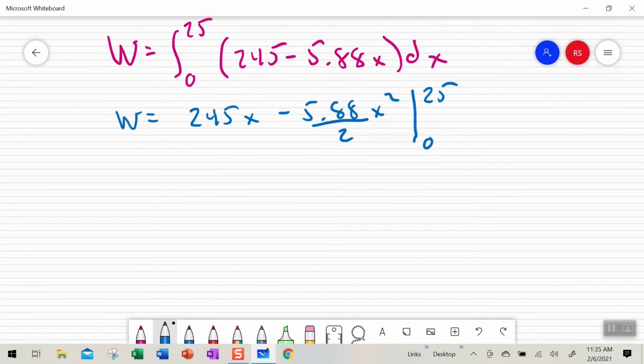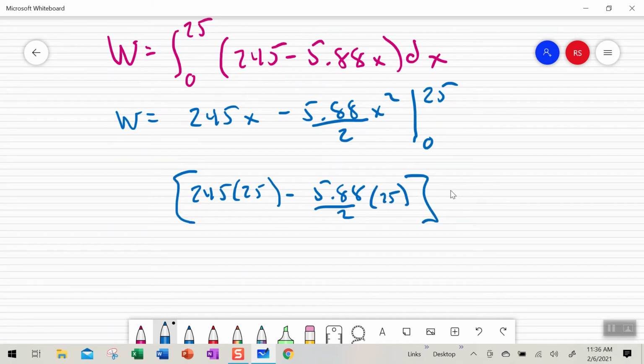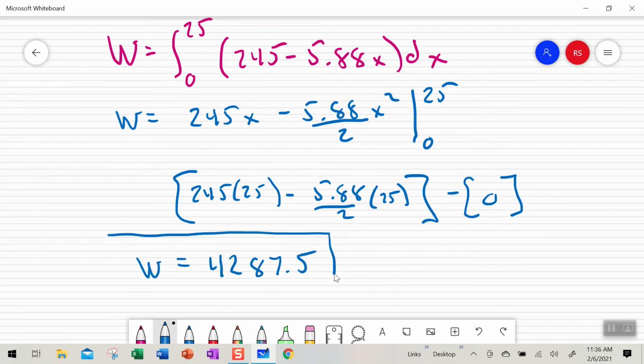Using the fundamental theorem of calculus, we put in 245 times 25 minus 5.88 divided by 2 times 25 squared. When we substitute 0 into all of these, we're just going to get one great big fat 0. Doing this on a calculator like Desmos, we should end up with the work, if I did my arithmetic correctly, as 4287.5. That would be the amount of work being done.